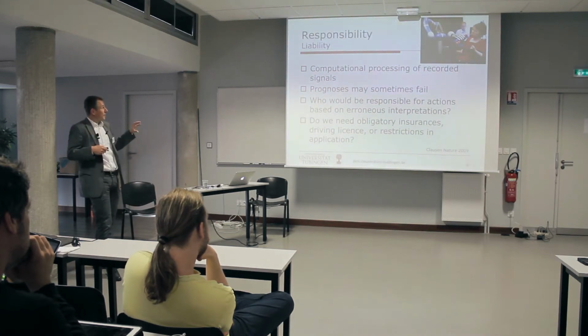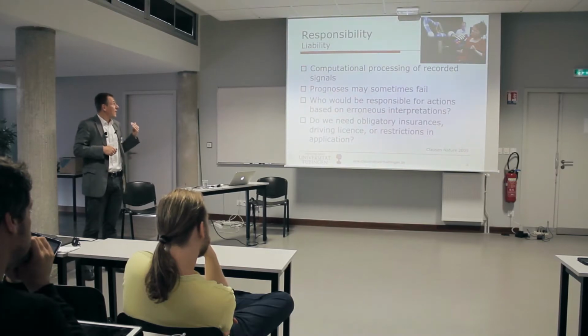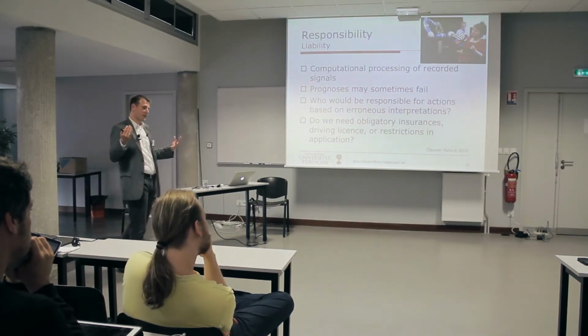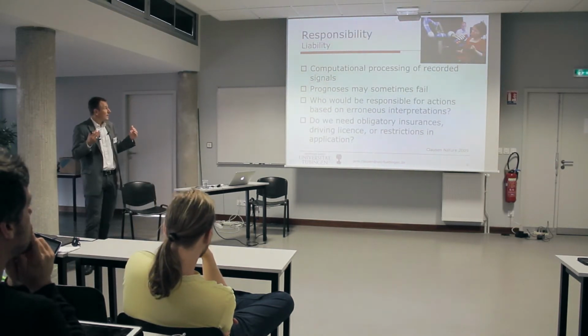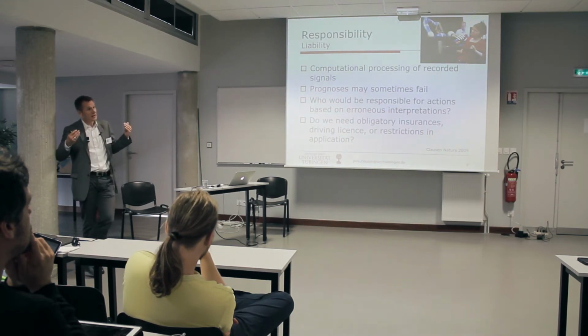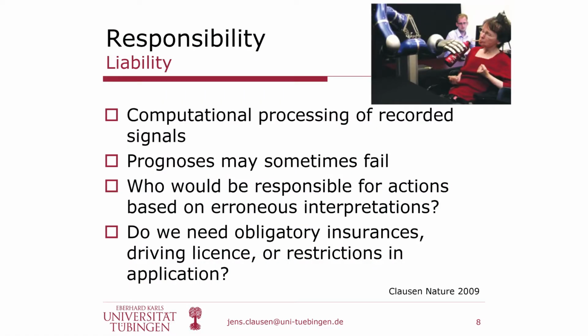And these prognoses are correct up to 85%, I guess, which is good. Jens Herman learned to control the robotic arm quite fluently, but not as well as his natural arm used before. Nevertheless, an accuracy of 85% means there are 15% left. And what does it mean if the prognosis fails? Who would be responsible for actions based on erroneous interpretations of the recorded signals?